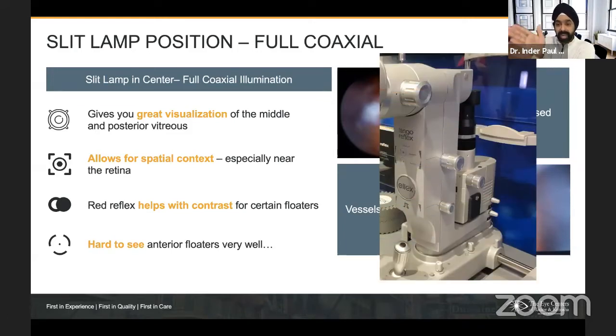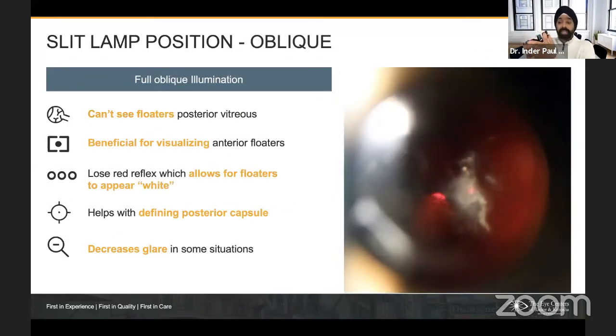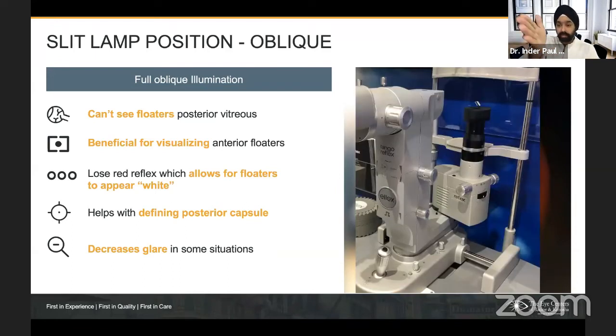So here's a slit lamp in the middle position, and this is coaxial illumination fully. Now, you can move the slit lamp oblique, and the oblique position allows us to see more anterior floaters. We can also see where the posterior capsule is. So if you have a phakic patient with the floater behind the lens, you want to move the slit lamp oblique. This laser allows us to fire the laser in any position of the slit lamp, so we can titrate the illumination. Here's an example of a slit lamp in the oblique position. These are important concepts, but no other laser allows us to fire in the coaxial position and the oblique position to allow us to titrate the illumination.